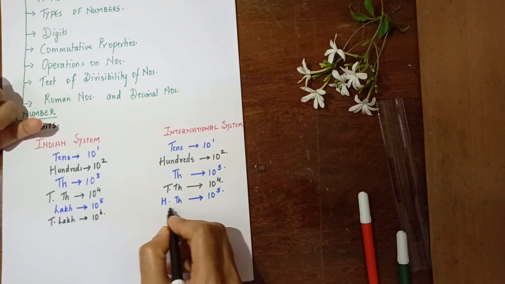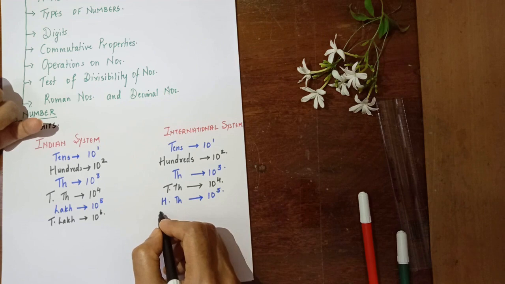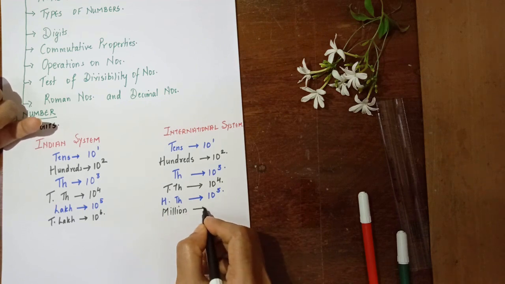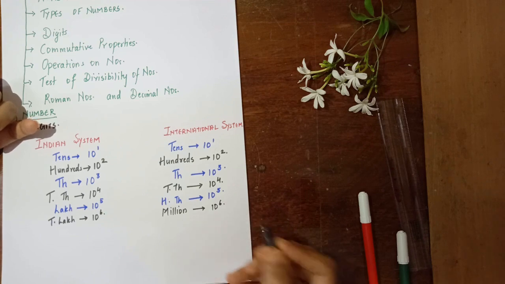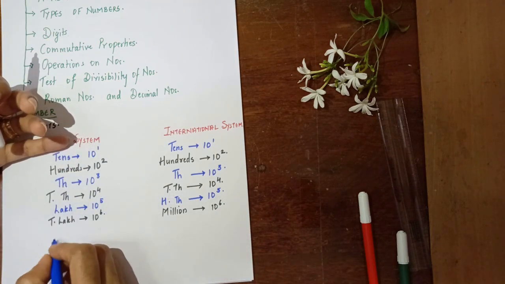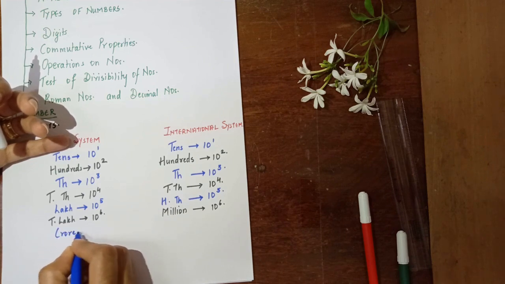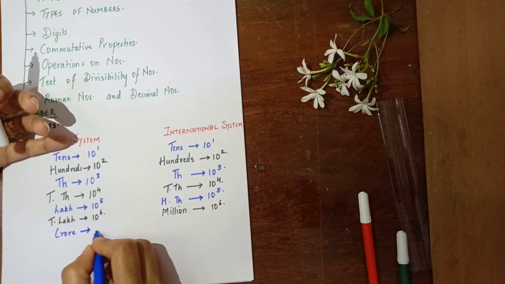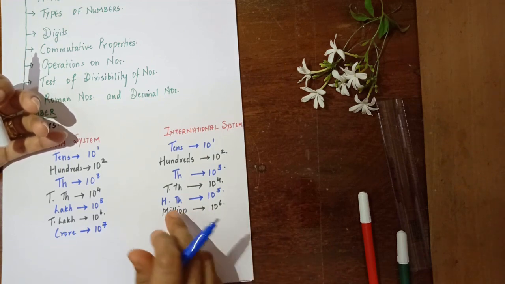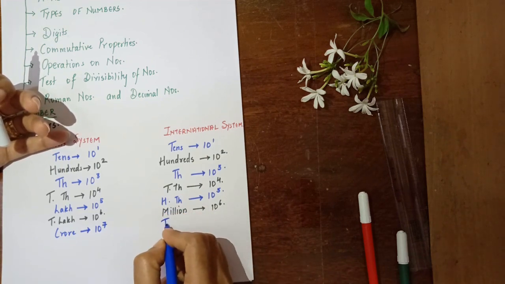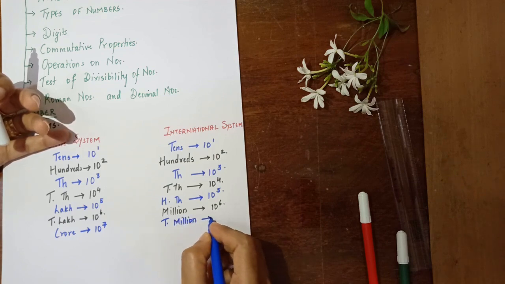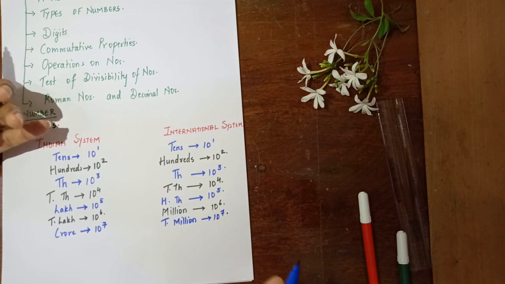10 lakh is nothing but 10 raised to the power 6. Whereas in the international system, after 100,000s, you have million. So million is going to be 10 raised to the power 6. Now in the Indian system, after 10 lakh, we have crore. Crores is going to be 10 raised to the power 7. Whereas in the international system, after million, you will be having 10 million, which gives you the value 10 raised to the power 7.